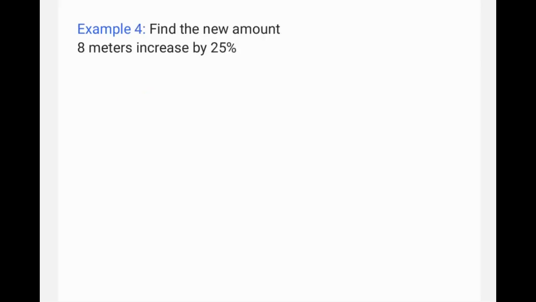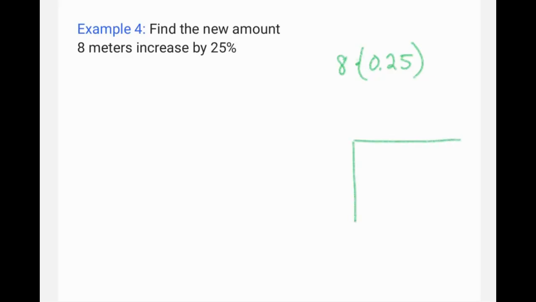Example 4, find the new amount. So we have 8 meters, and it is increased by 25%. So we're trying to find out what is that new amount. So let's take our 8 meters, and we're going to increase it by 25%. So we need to multiply that by 25%. So I'm going to convert that to a decimal right there. And let's put in parentheses right there. So 8 times 0.25.